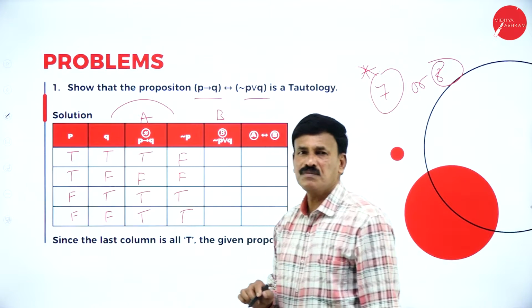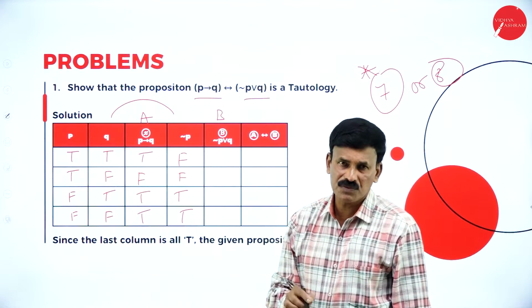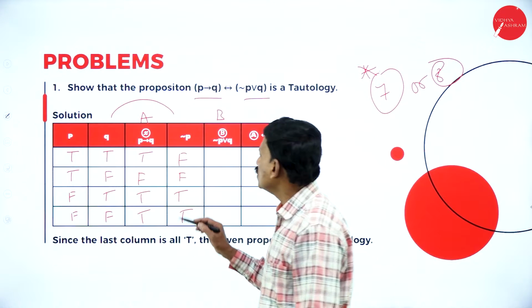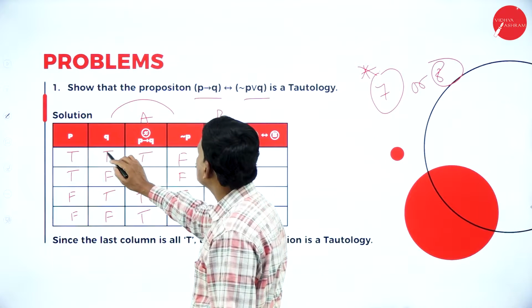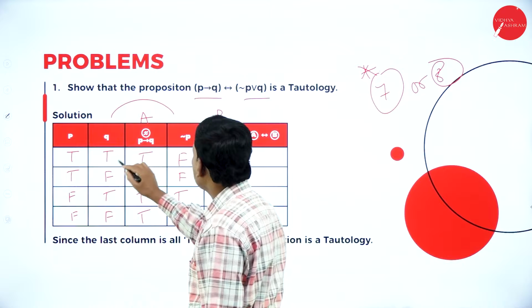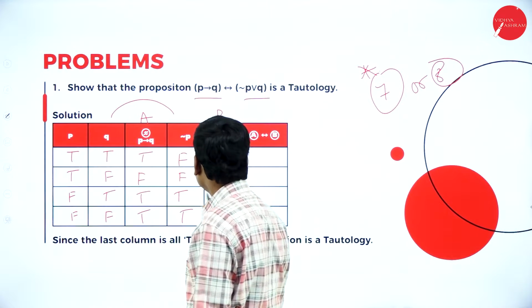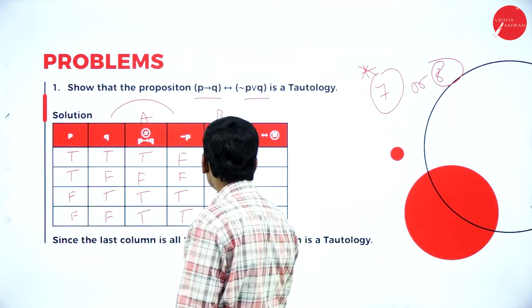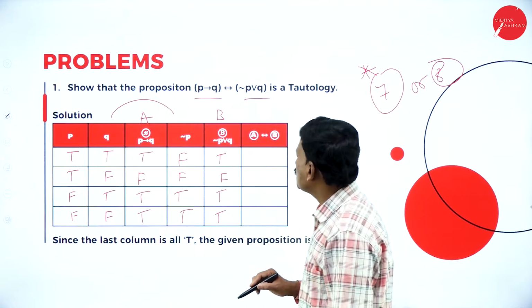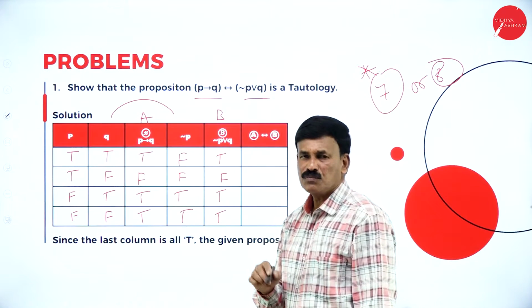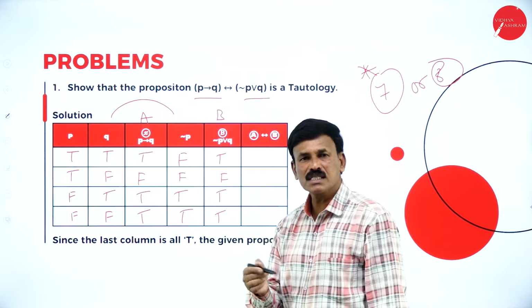Disjunction means if it is F and F, it is false. In all other cases, it is true. So, negation P and disjunction Q: F and T is T, again F and F is F, T and T is T, T and F is also true. So, in case of a disjunction, false and false is false, in all other cases it is true.